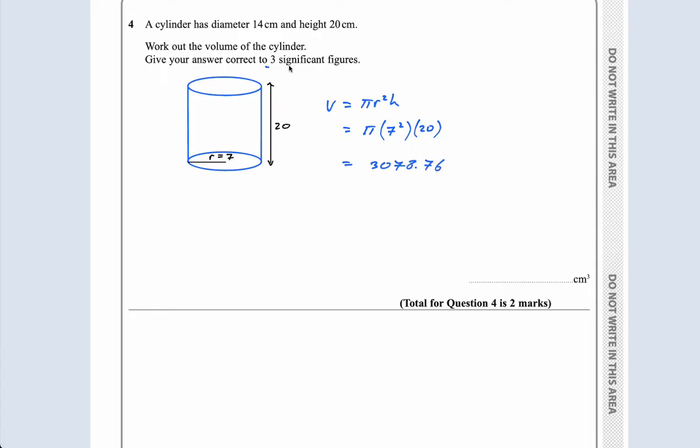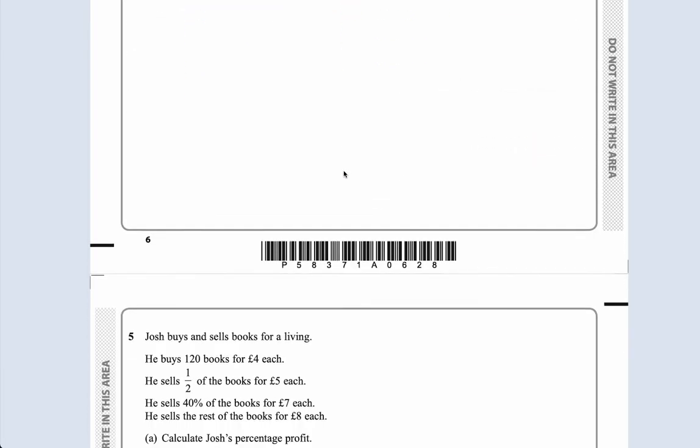3078.76. 3 significant figures, guys. I have to write 3080 because I go 1, 2, 3. This is my 3rd significant figure. Look right, it's an 8, so round up, and I have to put in the 0. So that's 3080. Okay, that's question 4.